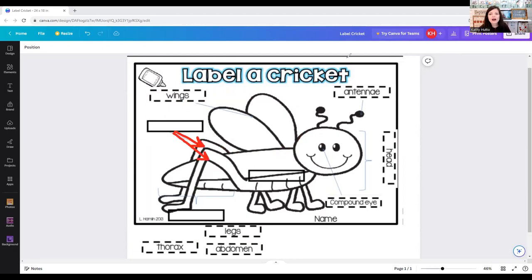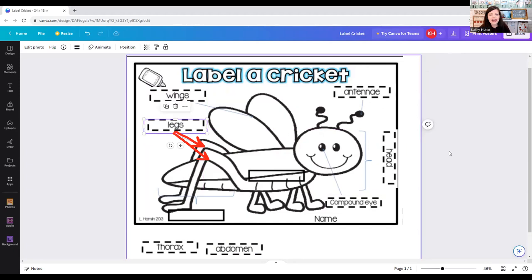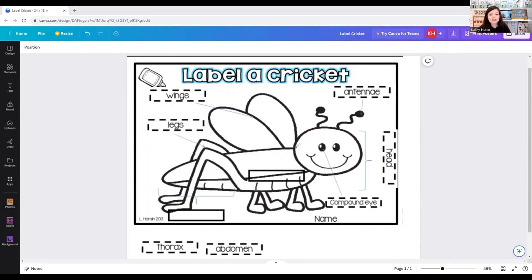These are the long legs the cricket uses for jumping. L is for legs. L-E-G-S, legs. There are two more parts to the cricket.